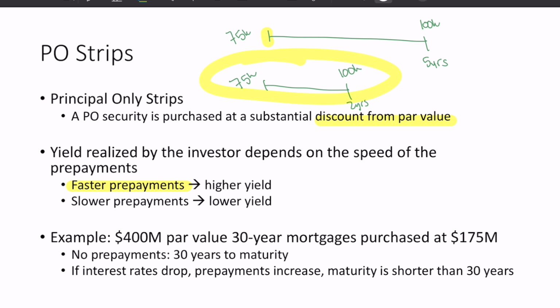Same thing goes in this situation. You're waiting for people to prepay their principal. So if people prepay faster, you're earning a higher rate of return on that principal portion. The opposite happens in the other direction. If it was slower, lower yield, that'd be like my top example there, where instead it takes 5 years.